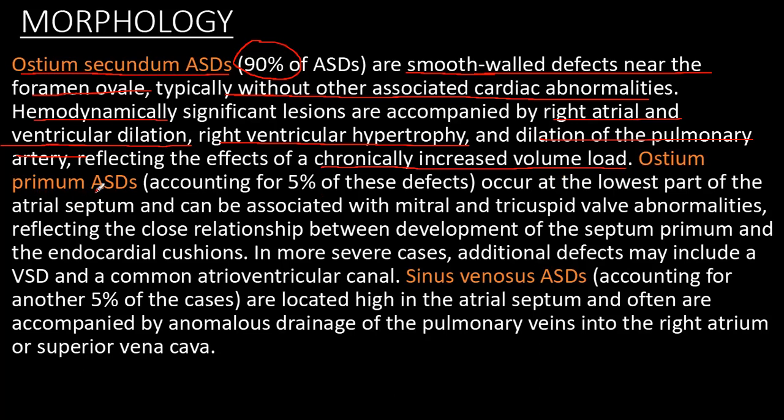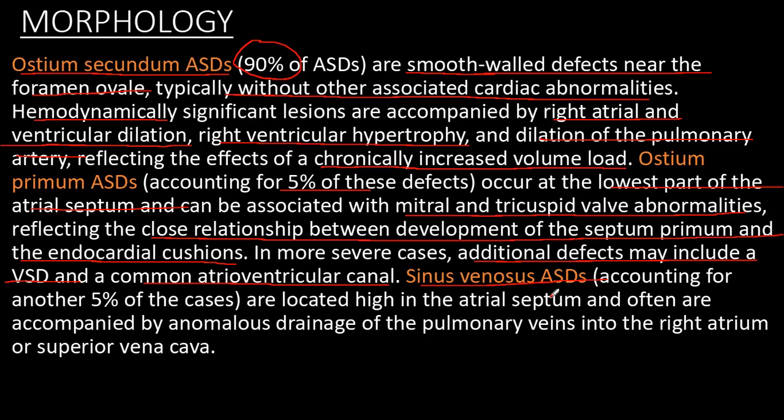Now, ostium primum ASDs account for 5%. They occur at the lowest portion of the atrial septum, and they are associated with mitral and tricuspid valve abnormalities, because of the close relationship between the development of the septum primum and the endocardial cushions. Endocardial cushions are the ones involved in atrioventricular septation. In more severe cases, additional defects may include a VSD and a common atrioventricular canal.